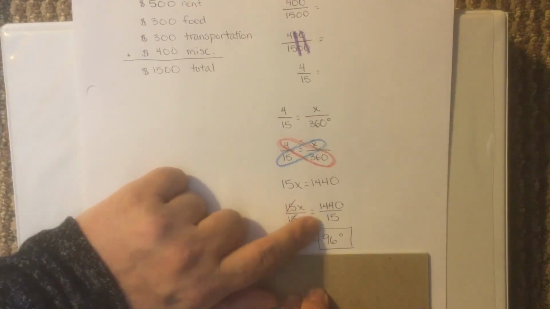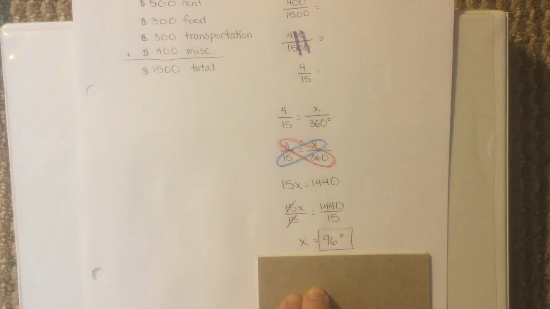And then I say 1440 divided by 15, and I get 96 degrees. And that's the sector.